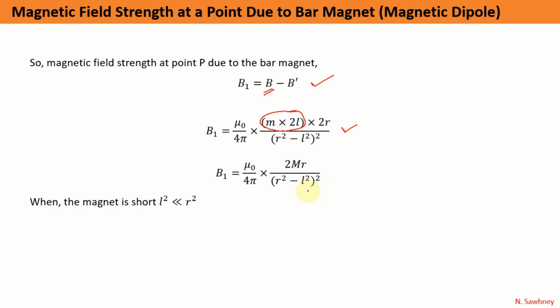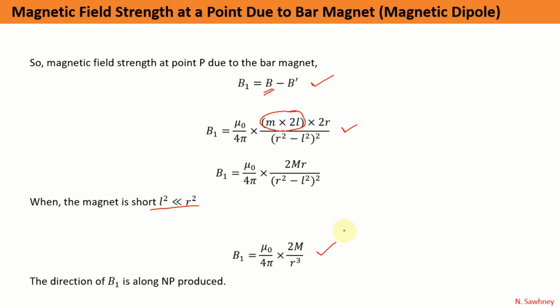As we are aware that the length of the bar magnet is very small, that is we have considered a short bar magnet, and the point P is located at a far off distance. So in the denominator we can neglect L square as compared to R square. So we will be left with mu naught upon 4 pi into 2M upon r cube, and its direction will be NP produced.